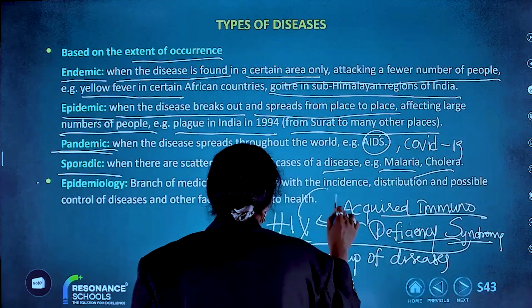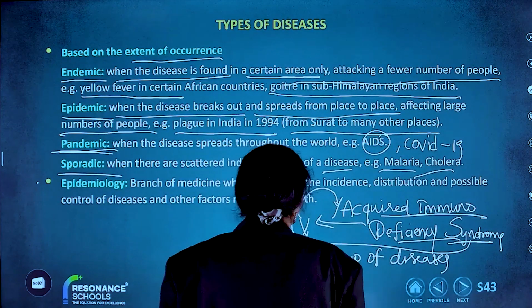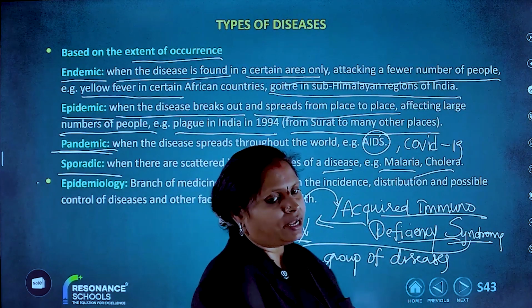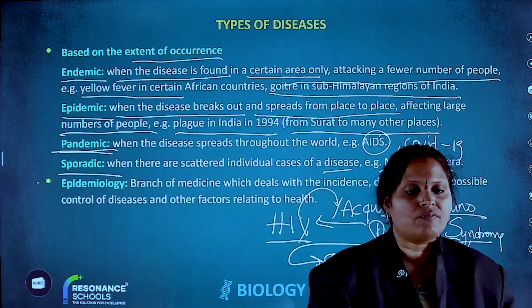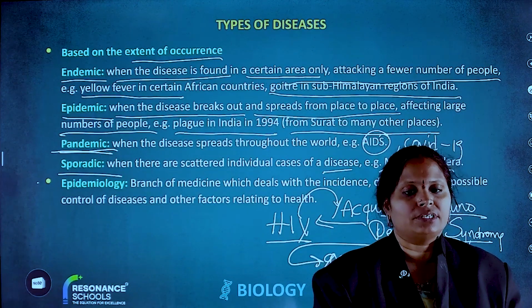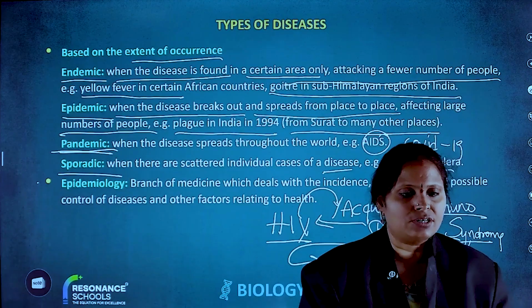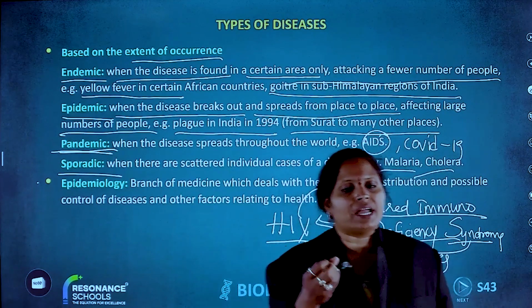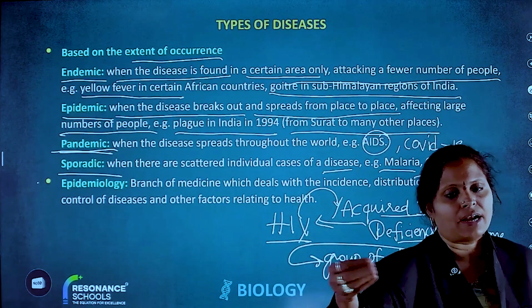HIV is the causing agent for AIDS. Actually, HIV is the human immunodeficiency virus, which causes the disorder called AIDS. Understood? Sporadic means scattered in some places.